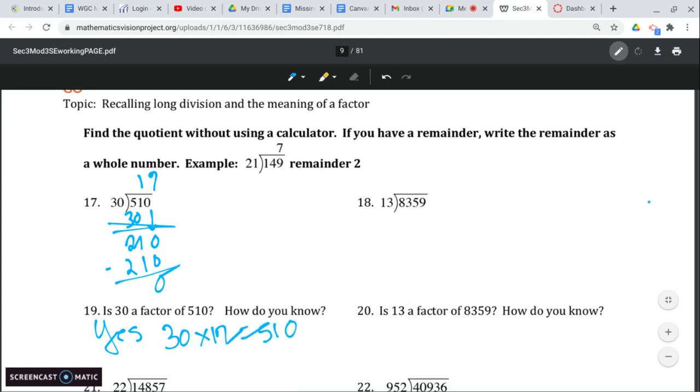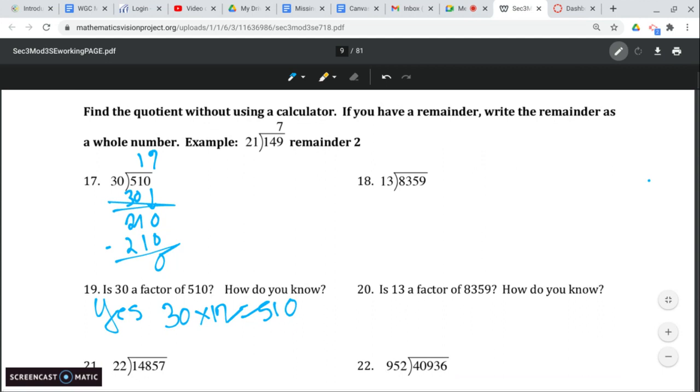So for any of the ones you get that do not have a remainder, it will be yes, because multiplying the two numbers, your quotient and your divisor together, gets you your dividend. Remember, dividend is the number underneath the division bar. Divisor is the one that you're dividing by, so it's on the outside, and quotient is the answer to a division problem. Okay, so let's do a few more of these.